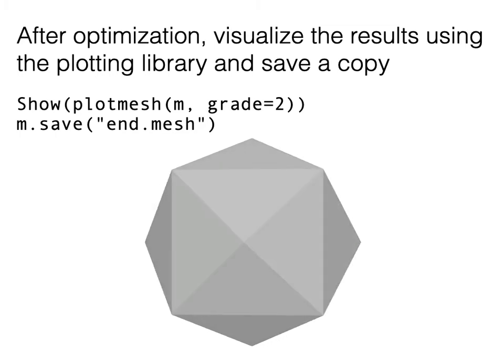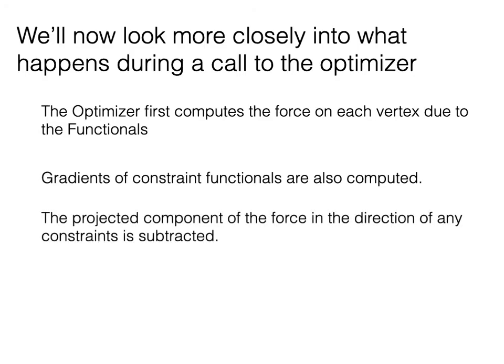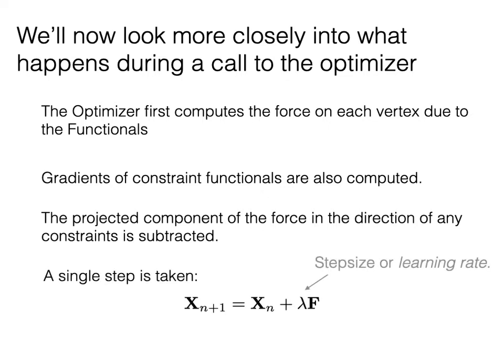And we'll see that we've got something that looks very coarse, but it's the closest thing to a sphere for this level of mesh. We're going to do better, but before doing so, let's have a little bit more of a look at what happens when we call the optimizer. The first thing the optimizer does is compute the force on each vertex due to the functionals defined. It also computes the gradients of the functionals with respect to the mesh positions.